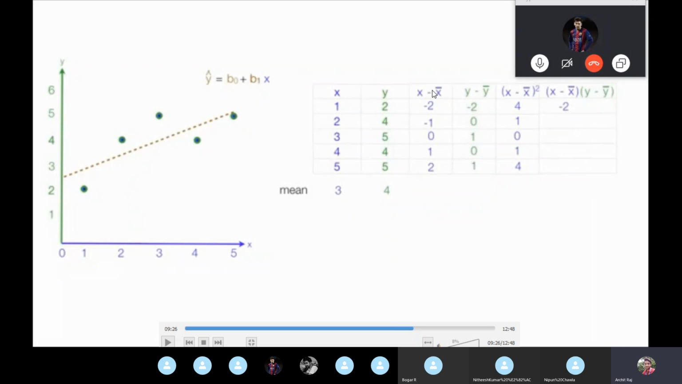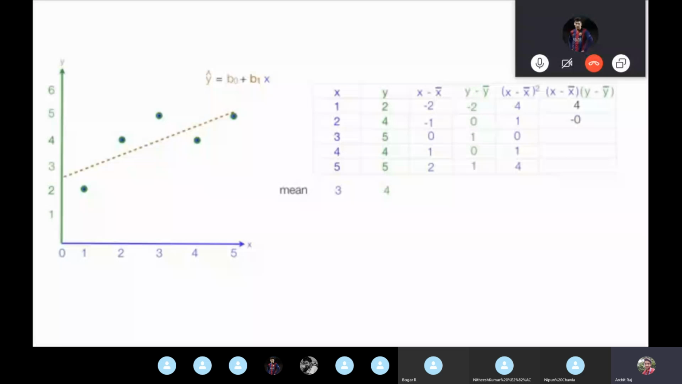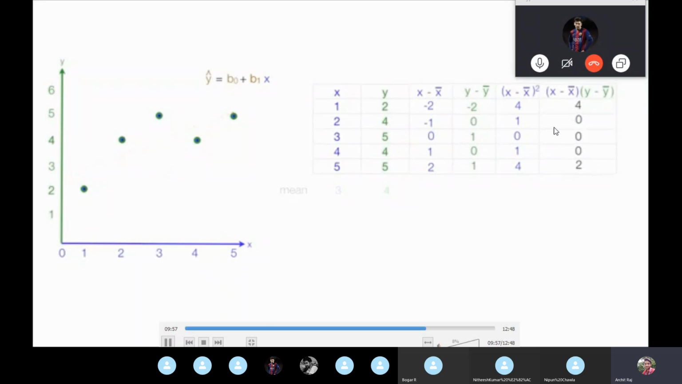Now we'll have one more column, which is x minus x naught times y minus y naught. We multiply these 2 columns and we have the answer: minus 2 into minus 2 is 4, minus 1 into 0 is 0, 0 into 0 is 0, 1 into 0 is 0, 2 into 1 is 2. Now we have this particular point.